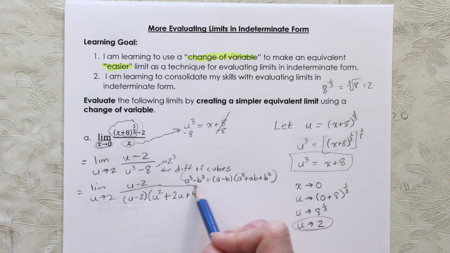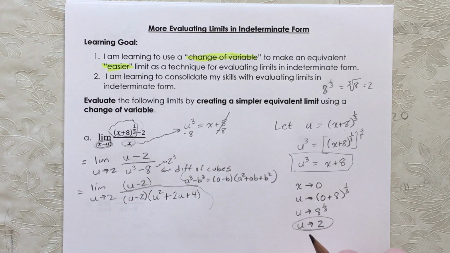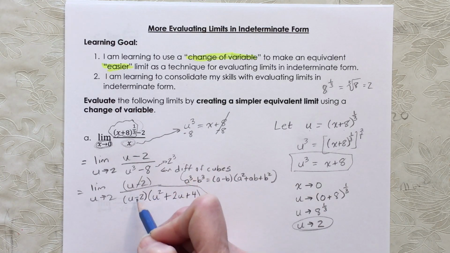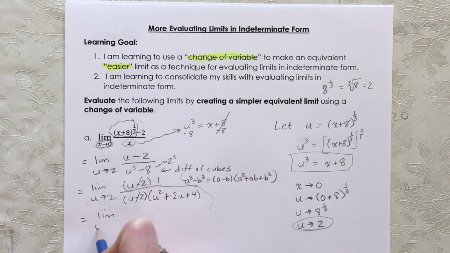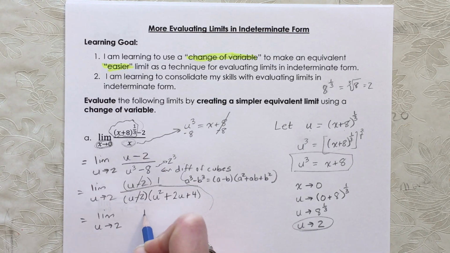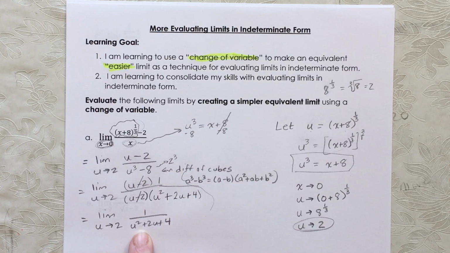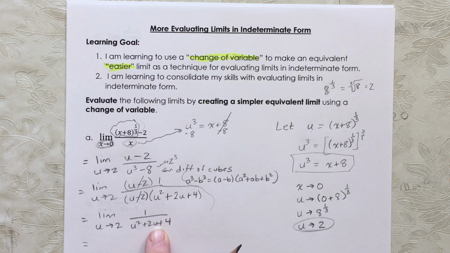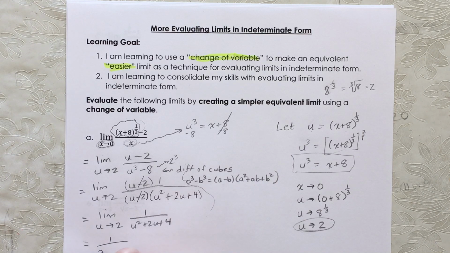So now you can see that we have a u minus 2 in the numerator and the denominator that we can divide out, leaving us with a 1 on top. So now it's safe to let u approach 2 because we would not get 0 in the denominator, so we can go ahead and do that.